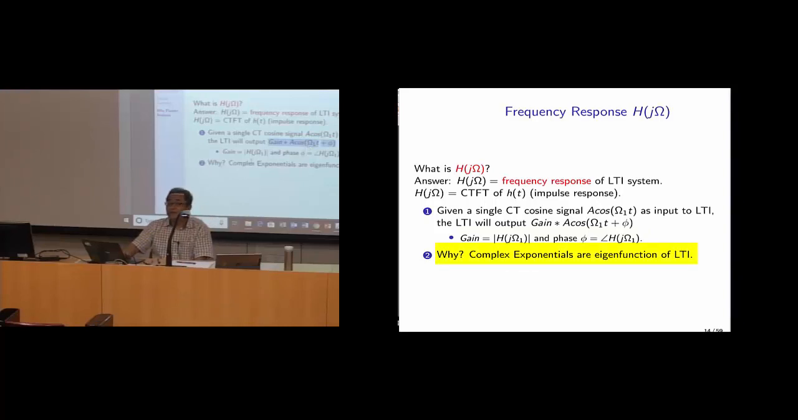And the reason why, please read this. Complex exponentials are eigenfunctions. Eigenfunctions are functions that, when sent into a system, do not change except in their magnitude and phase.